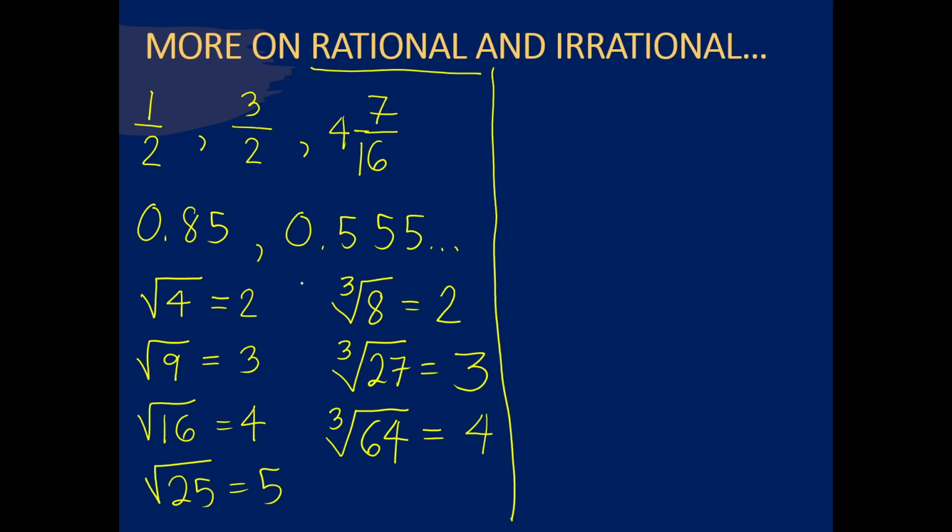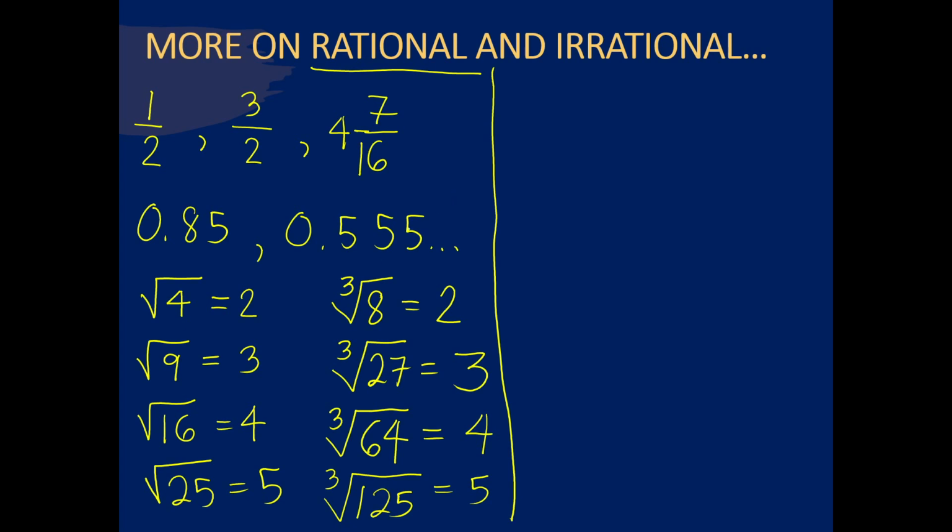So, this is how it goes. For a square root, you multiply a number by itself twice, like 2 times 2 is 4, 3 times 3 is 9, 4 times 4 is 16, 5 times 5 is 25, 6 times 6 is 36, 7 times 7 is 49. Those are perfect squares, and their square roots are rational. For cube roots, 2 times 2 times 2 is 8, 3 times 3 times 3 is 27, 4 times 4 times 4 is 64. 5 times 5 times 5 is 125. These are examples of rational numbers.